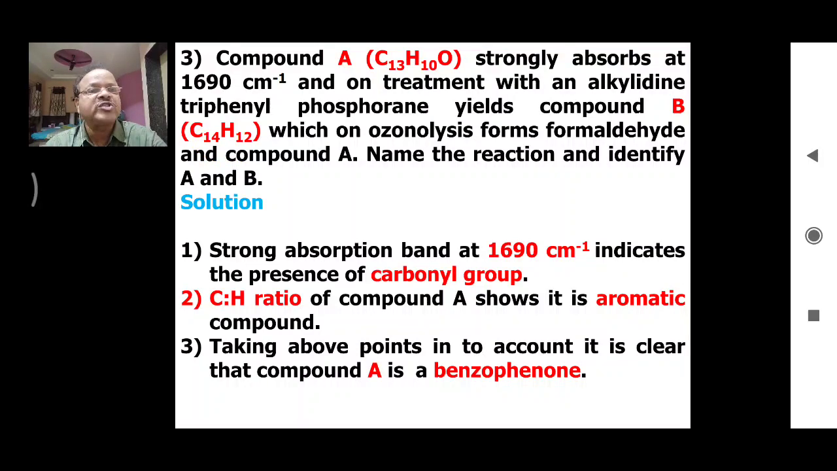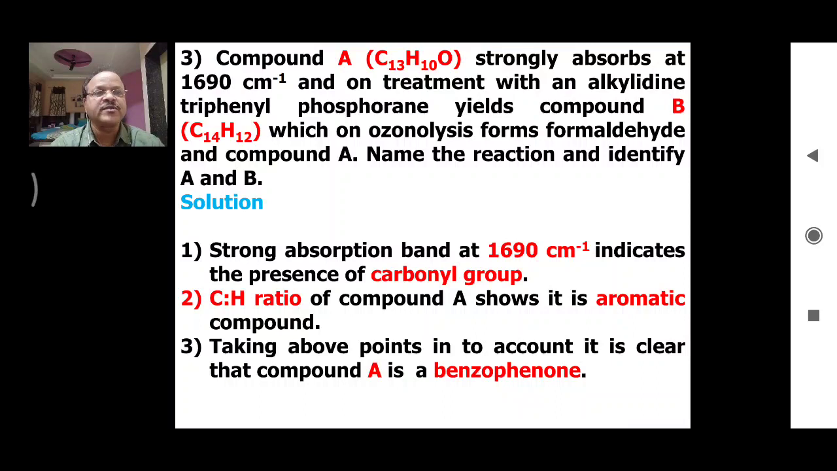Compound A, when treated with alkylidene triphenyl phosphorane, which is the Wittig's reagent. So this problem is based on Wittig's reaction. Now, what is the Wittig reaction?